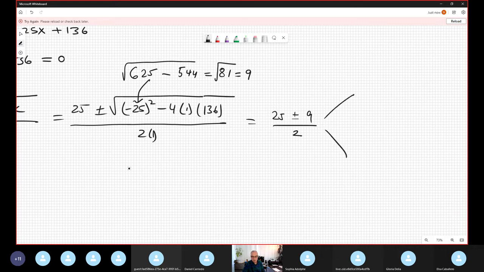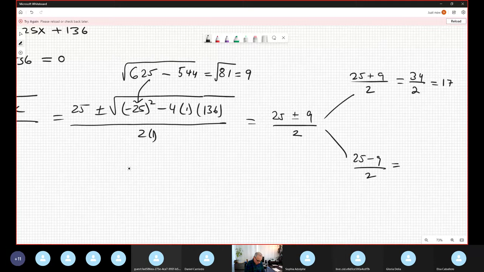As always, to understand much better, I split into parts, positive and negative, separately. Okay, 25 plus 9 is 34, divided by 2, 17. Let me check in the calculator just in case. 25 plus 9, yeah, 34, divided by 2, 17. And 25 minus 9 is 16, yeah. And 16 divided by 2 is 8. And this is my potential solution I need to verify.